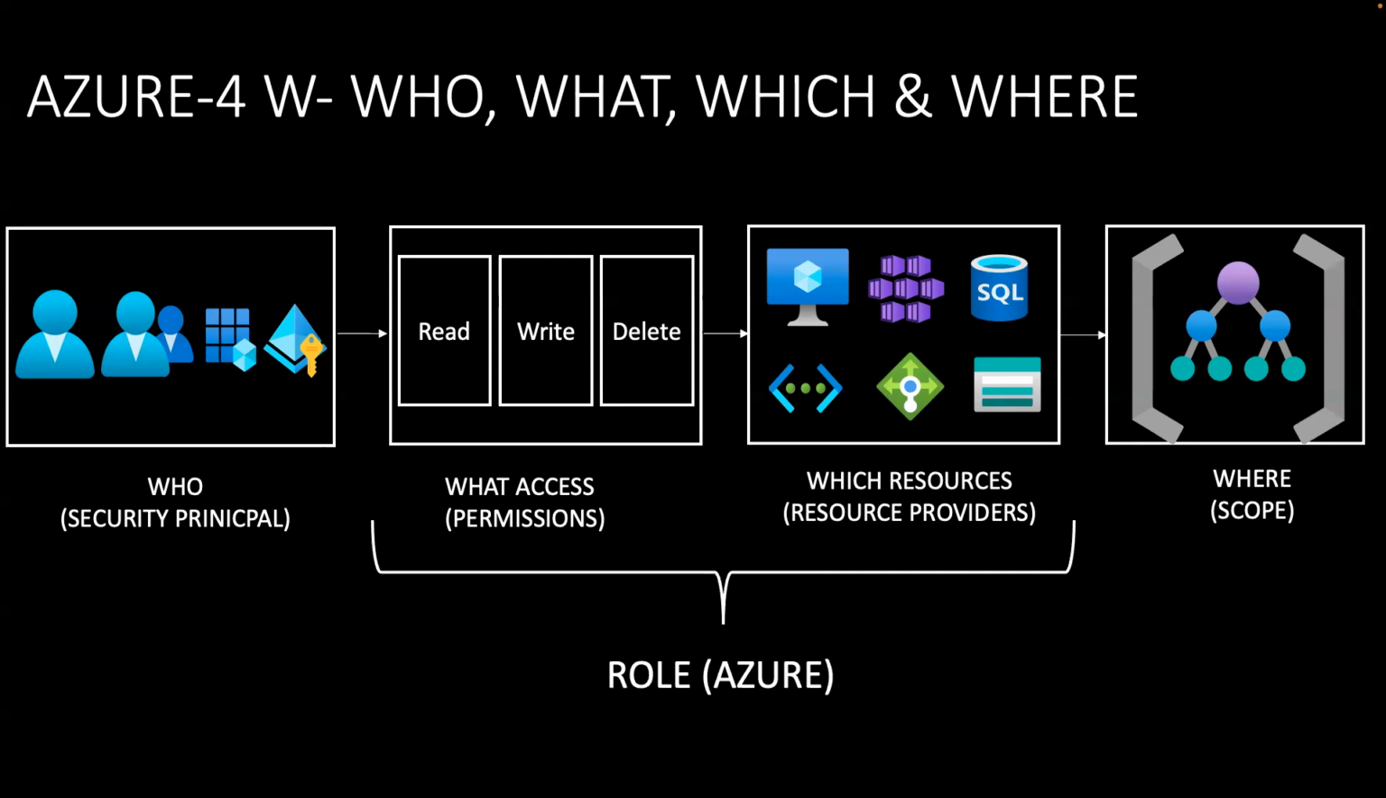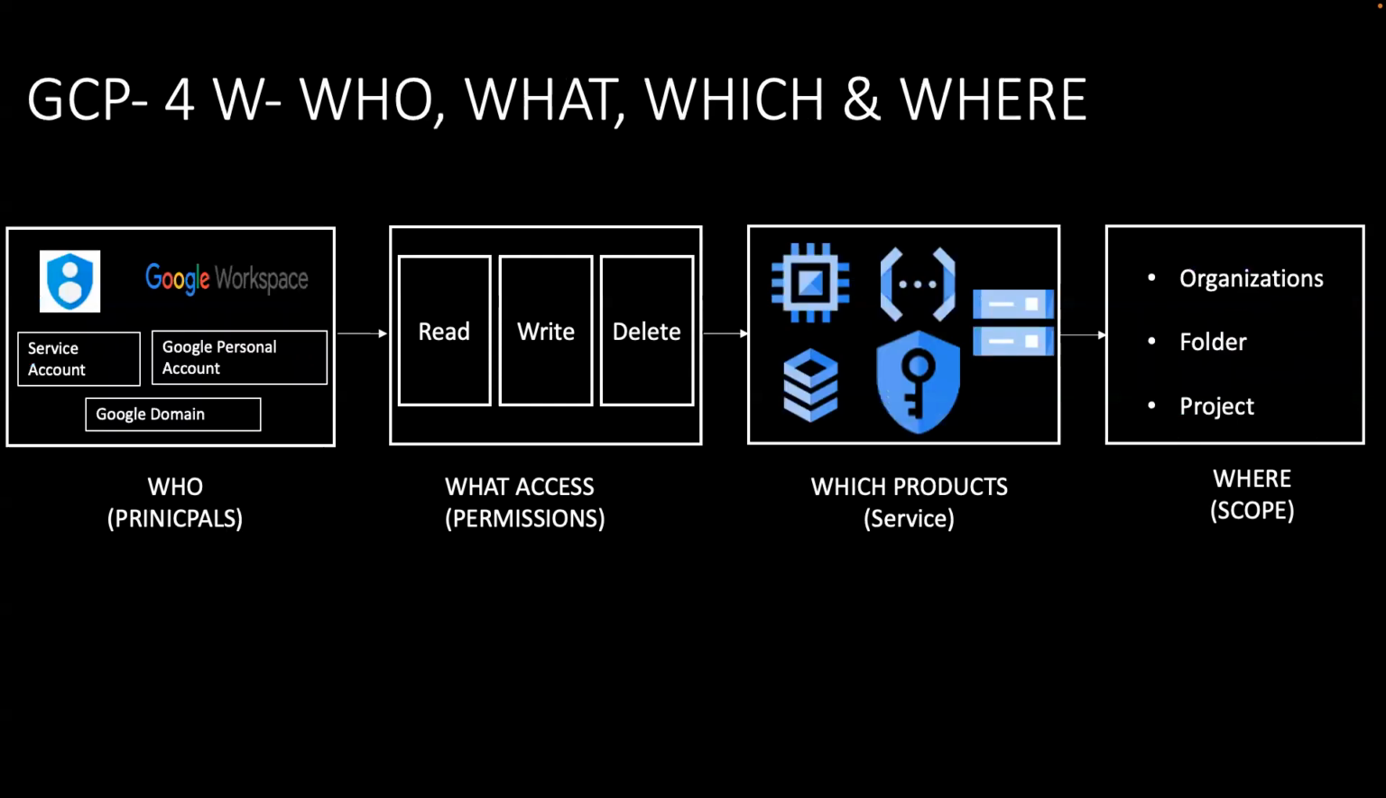Again, if you recall from my previous slide, in AWS, role is one of the identity types or principals. But in Azure, the what and which combination is called role. So this is one of the key differences. And then if we talk about GCP, GCP is also referred to as the four W's: who, what, which, and where. In GCP, who is referred to as principal.